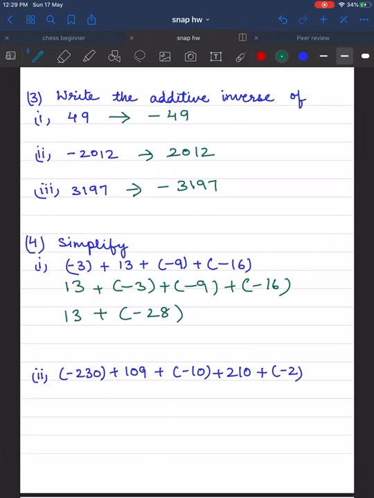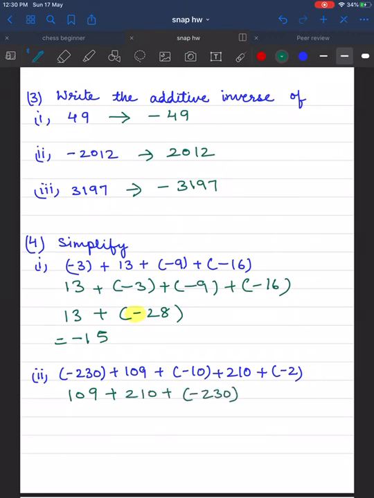Now the two integers have opposite signs, so I find the difference of their absolute values. So 28 minus 13 is equal to 15. Now the greater absolute value has a minus sign with it, so I write the minus sign in the answer. So I get minus 15. Now let's do the next one.